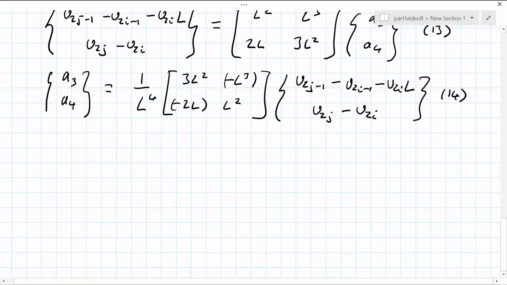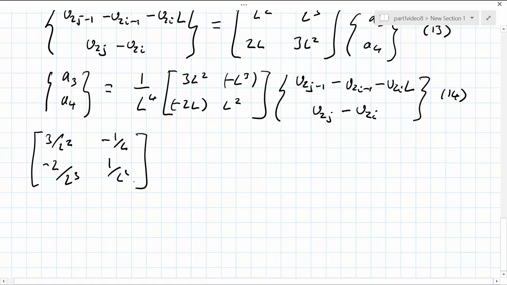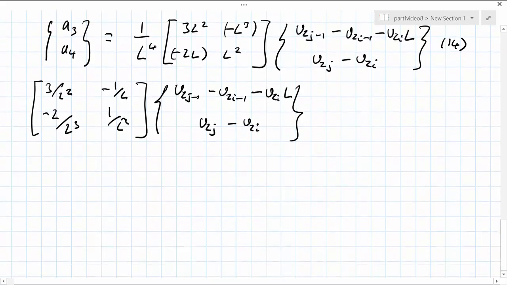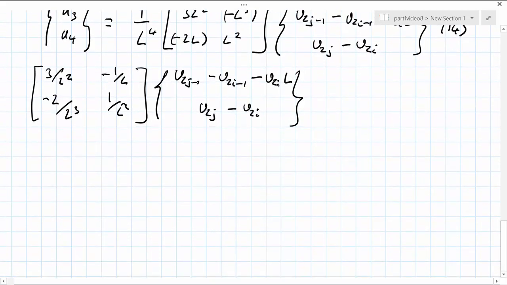We now need to expand and simplify this equation. So firstly, let's simplify the matrix to get 3 over L squared minus 1 over L, minus 2 over L cubed, 1 over L squared, times by U2j minus 1 minus U2i minus 1 minus U2i times by L, U2j minus U2i, and that allows us to obtain A3 and A4.